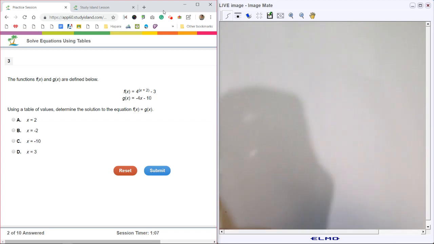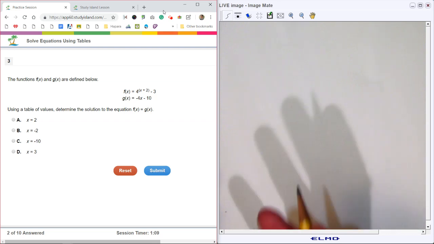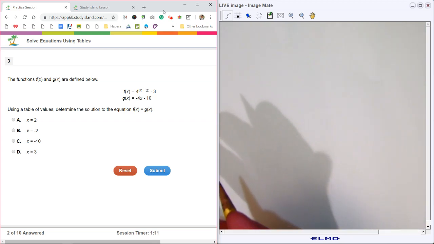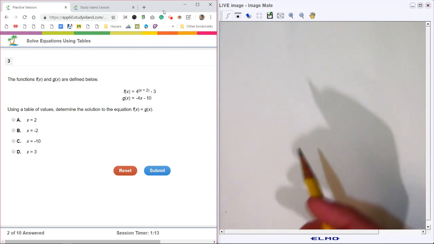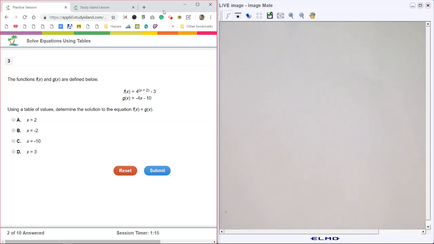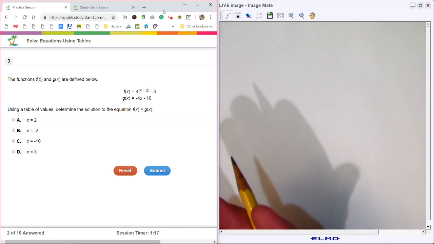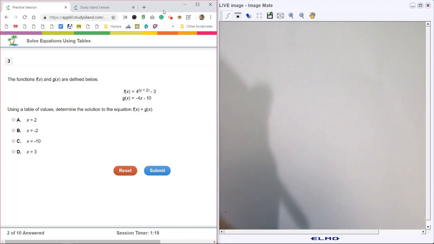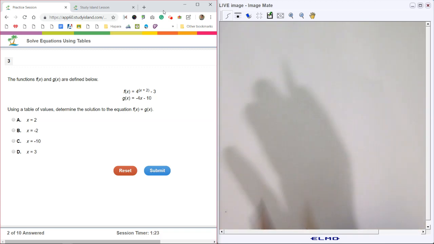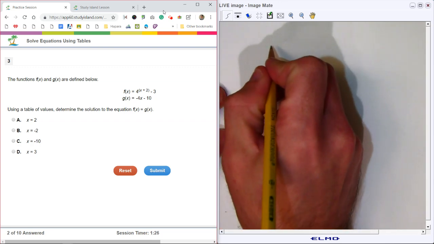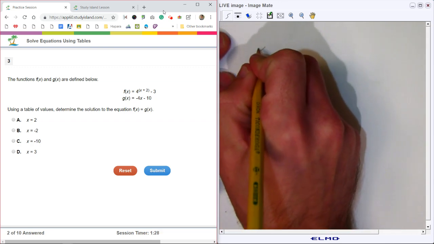What you're going to do is set up a table with a list of input values, and you're going to evaluate each function for each of those values until you get one input value where each function has an identical output. Now, all that sounds a little bit more complicated than it is, so let's just get into it. The first thing is we're going to establish a column in the table for x.